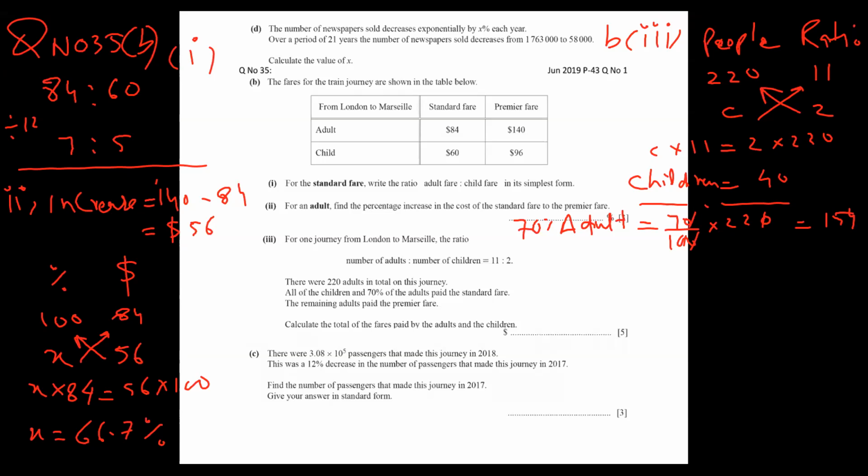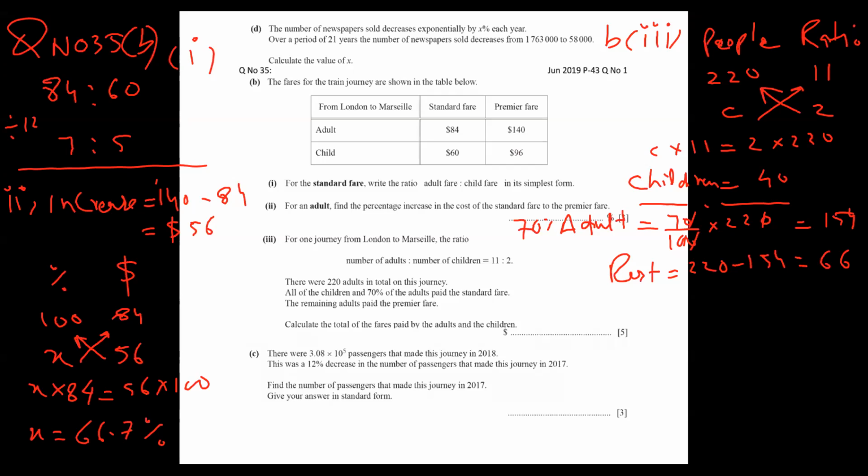Now look carefully. After this, we know that these people are paying according to the plan, standard fare. So all children are paying standard fare. These are standard fares. So a child will pay 60 and an adult will pay 84. But the rest, how many are there? Rest means 220 minus 154. So 220 minus 154 is 66. So 66 are paying the premium.